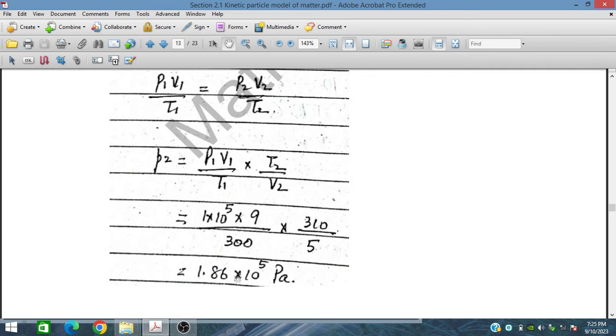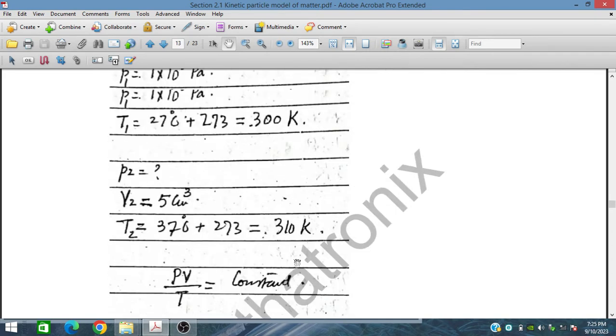and simplify. Eventually we get 1.86 into 10 to the power 5 Pascal. So this is very important.